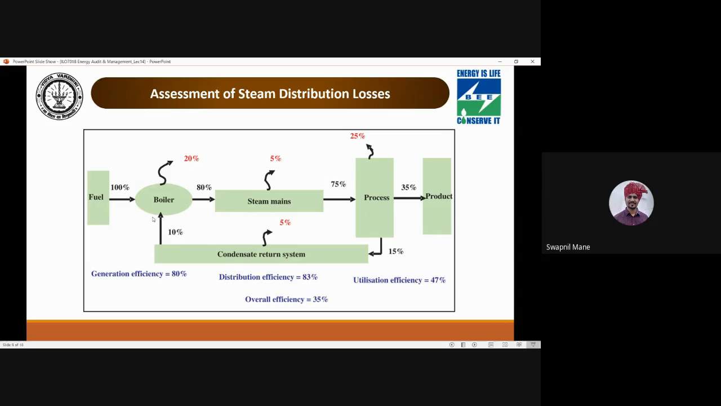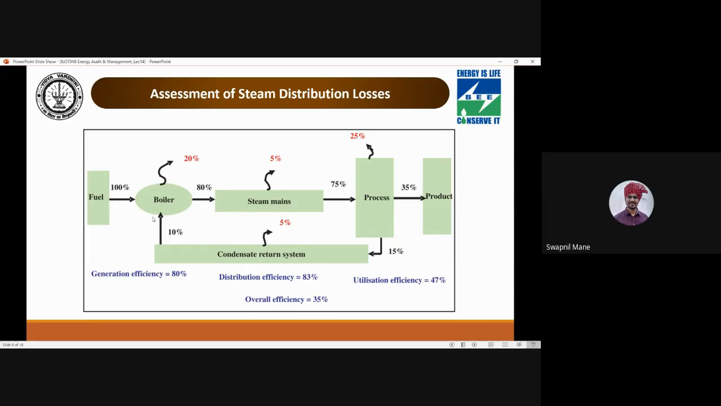Okay, so in the steam mains there will be 5% losses in the steam main header pipe. Then the 75% will go into the process. Process will utilize all its steam, and 25% will be lost to the atmosphere. Out of which 30%, 35% will be going to the product, and then 15% will be from the process. It will go to the condensate, because during its process it is converted into condensate.